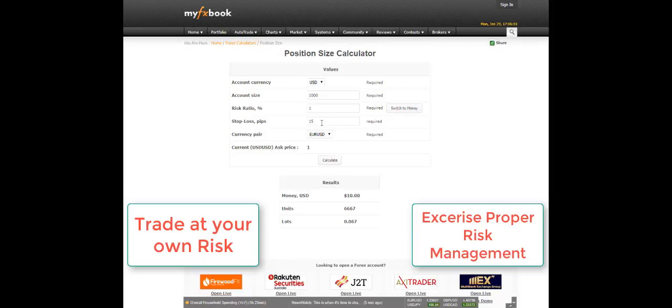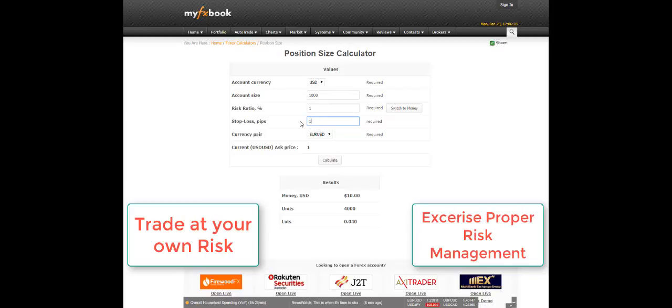Okay, if I wanted to change my stop loss, let's say to 25, and I do calculate, notice how my lot size changes, because the percentage of your account does not change. You only want to risk 1% of that. Well, that means $10. So if my stop loss is going to be 25, giving me a bigger stop loss, then I'm going to need a smaller lot size. So you see how that works?